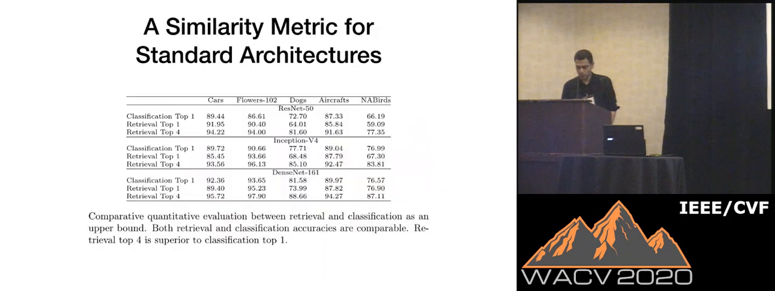We quantitatively compare the classification and retrieval performance. The retrieval recall at 1 is very close to the classification performance, while recall at 4 outperforms the classification performance consistently.